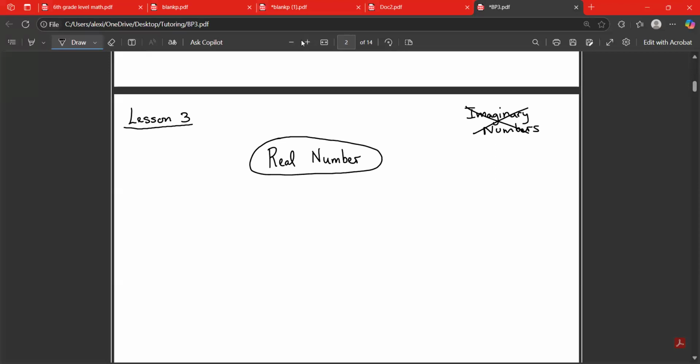Now, if you act like real number is a parent, they had 2 kids, 2 very separate kids, nothing alike. Their first child is a rational number. So again, hopefully you are writing all this down. And then the second child is an irrational number.